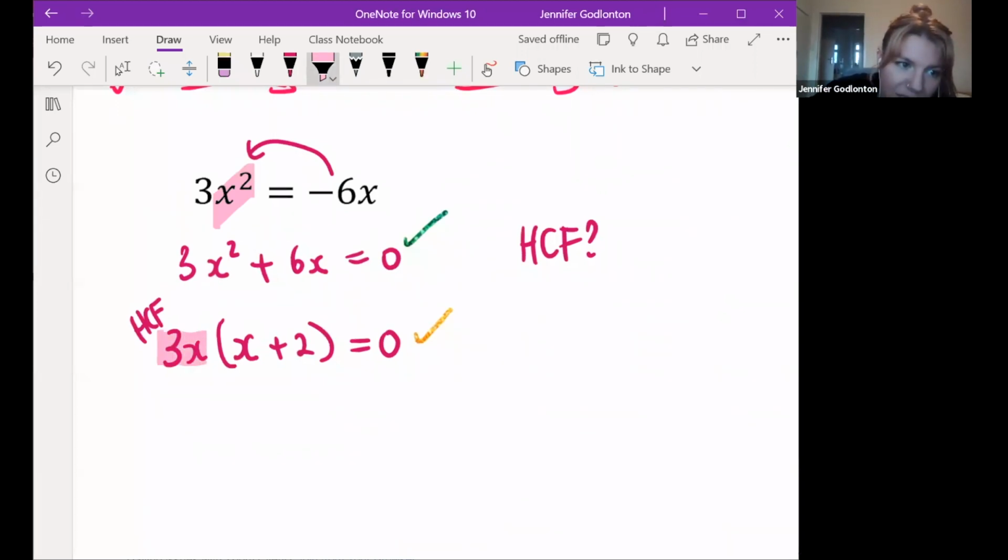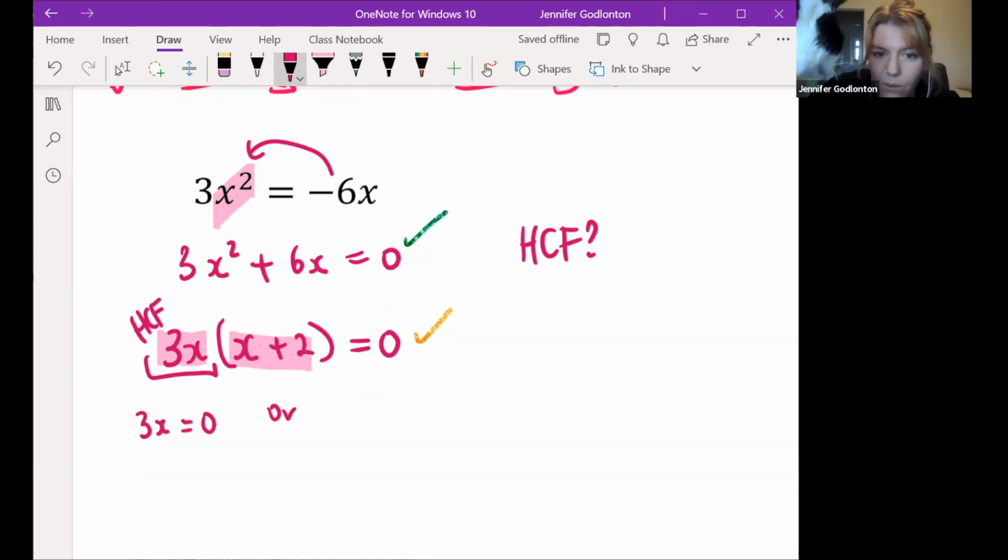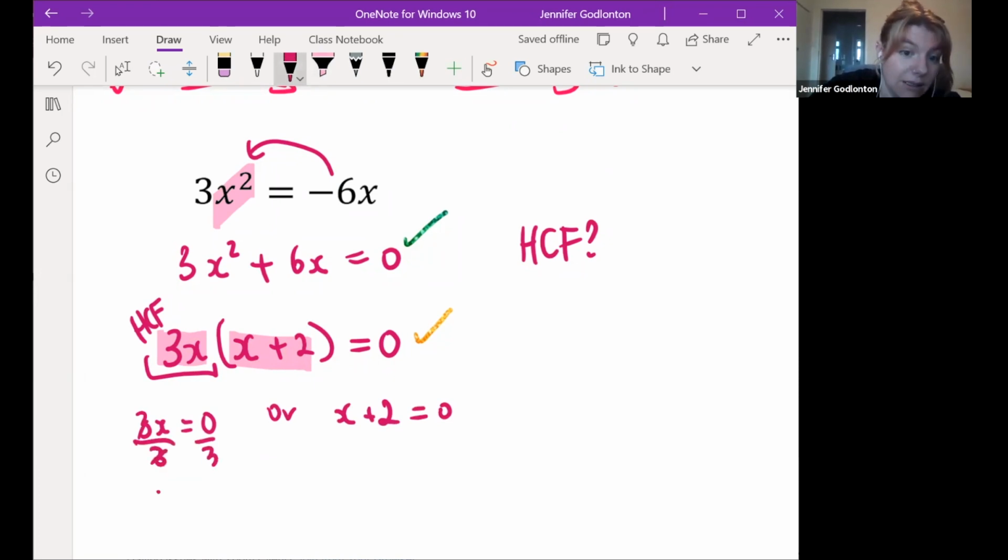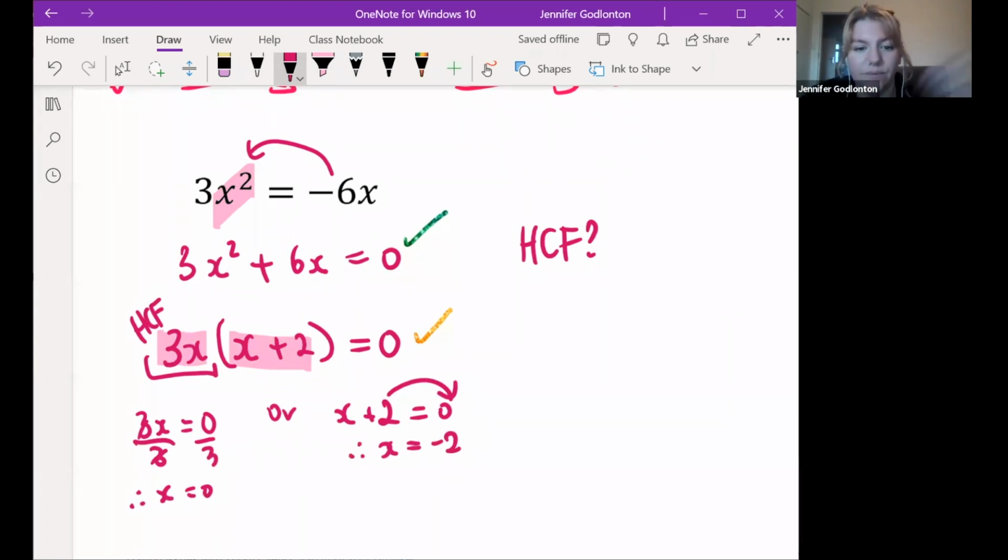Then we say this equals 0 or this equals 0. And often people forget about this one. So we're going to say 3x is equal to 0 or x plus 2 is equal to 0. So here, x is equal to 0 because 0 divided by 3 is 0, or we move our 2 over, so x would be equal to -2. 2 answers. 1, 2. 4 marks.